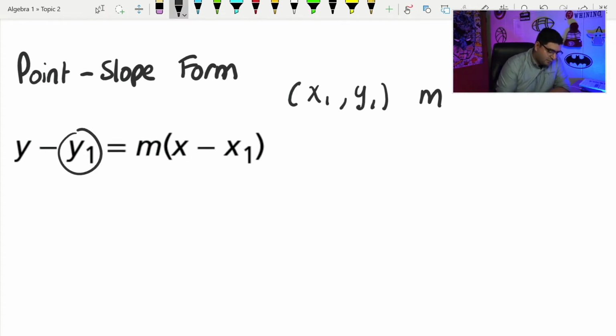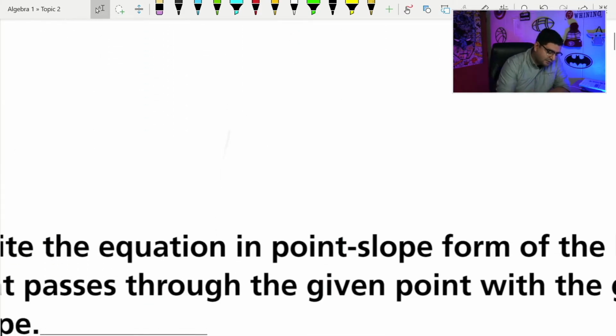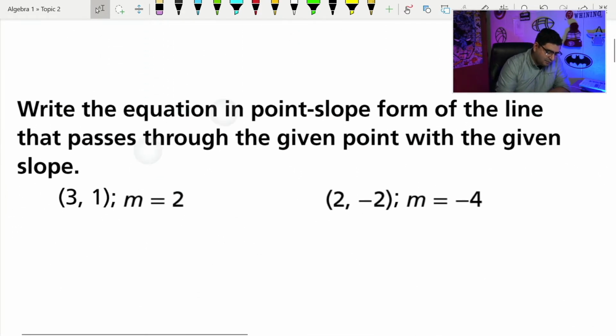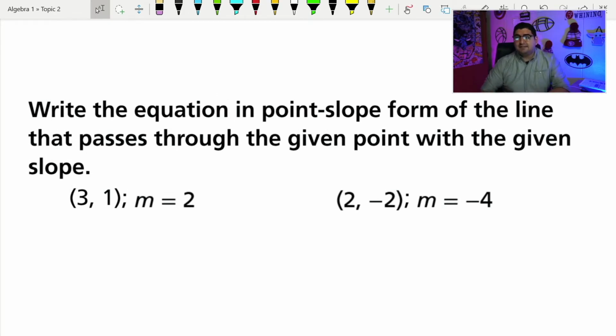Our y value to that point would go here, our x value would go here, and our slope would go here. Once we have these pieces of information, we can actually use this form. So let's go ahead and just practice using this form when we're given the information directly. So let's look at a couple examples that ask us to write the equation of a line that passes through the given point with the given slope.